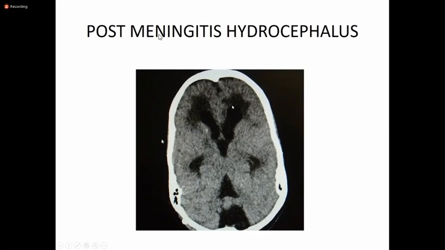You can see Mickey Mouse appearance. Now we will be seeing the pictures of the hydrocephalus. This is Mickey Mouse appearance. The frontal horns are dilated. Third ventricle is ballooned, like the nose of Mickey Mouse.